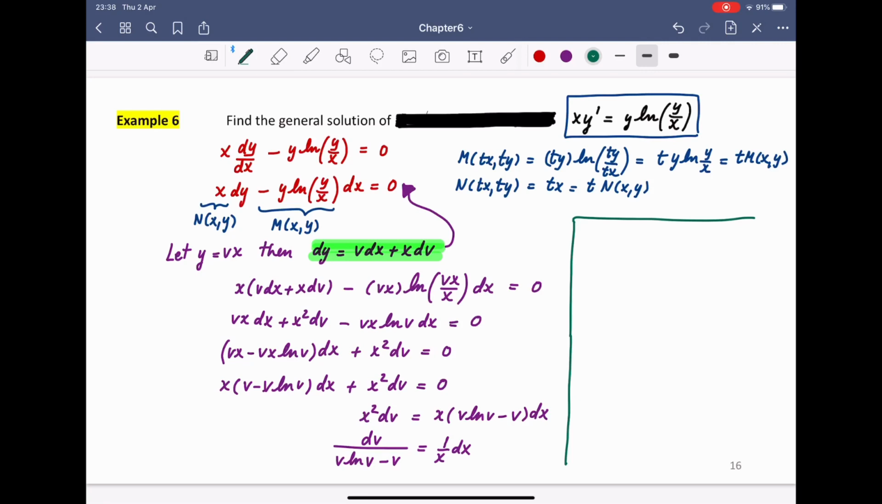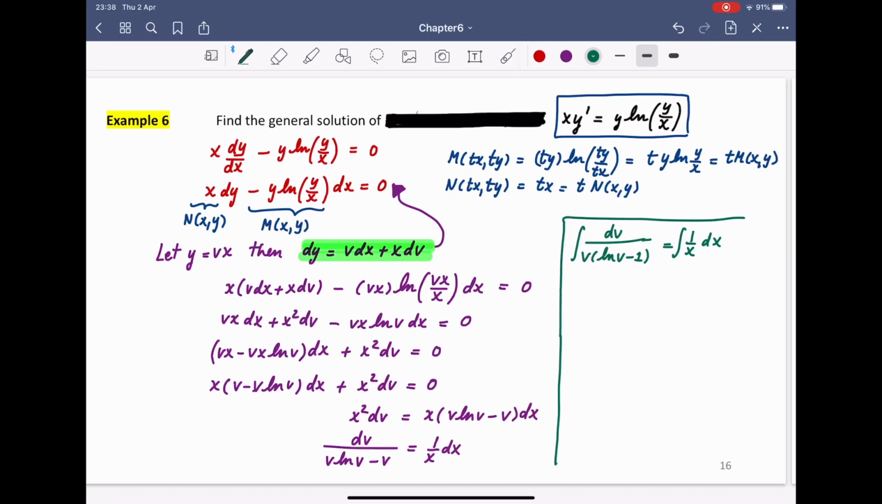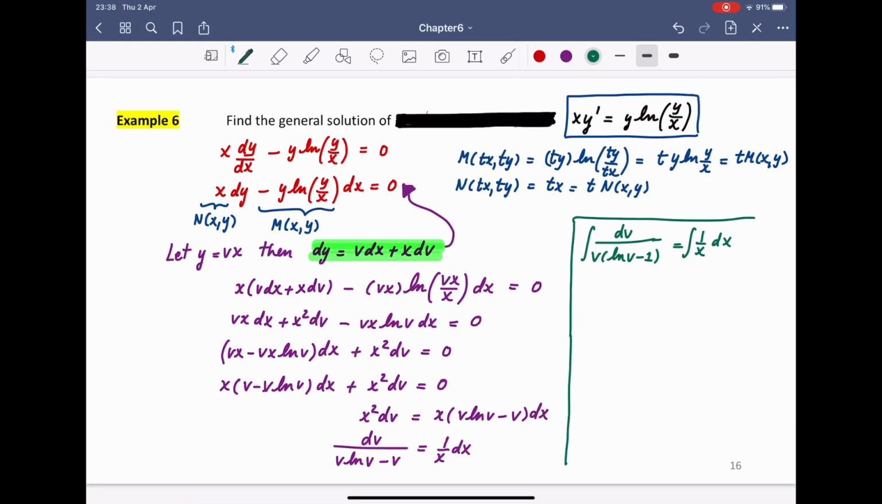So pull out 1 over v first, so you're gonna get dv over v times log v minus 1, and then on the right hand side you have 1 over x dx, and now you integrate on both sides. On the right hand side this is easy because you integrate, you're gonna get log absolute x, but on the left hand side, this thing can be integrated by using just u substitution.